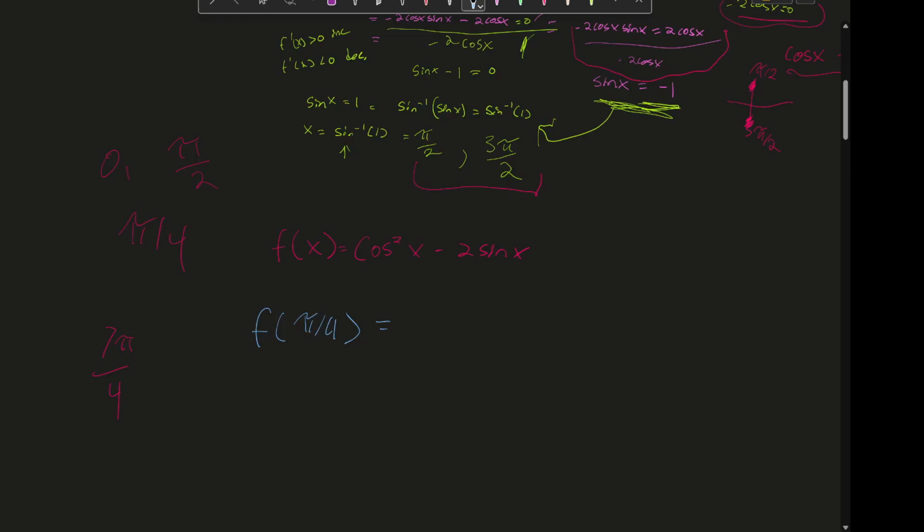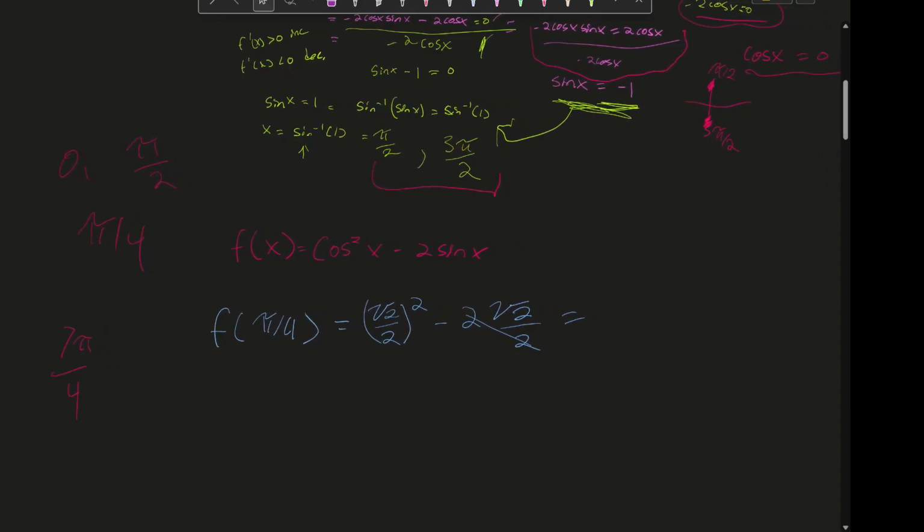Cosine squared of pi over 4 is root 2 over 2 squared, minus 2 sine x. That's also root 2 over 2, because that's the pi over 4 and 7 pi over 4, where the sine and the cosine coordinates are equal. And since pi over 4 is in quadrant 1, they're both positive. So that cancels. Root 2 over 2 squared, that's just 2 over 4, right?